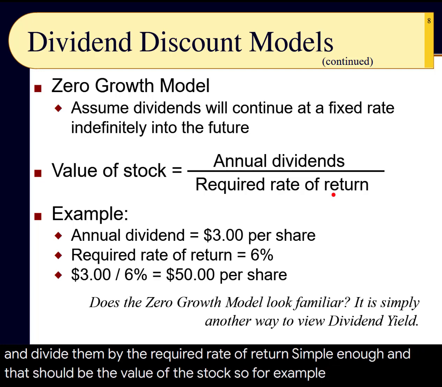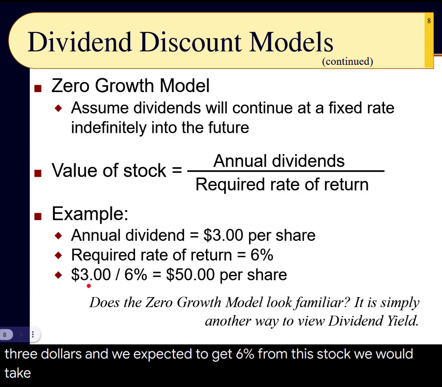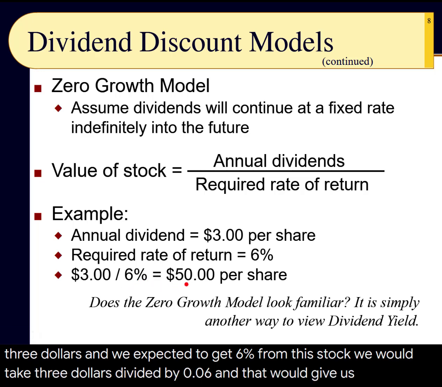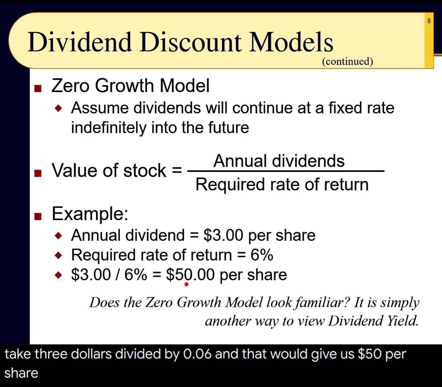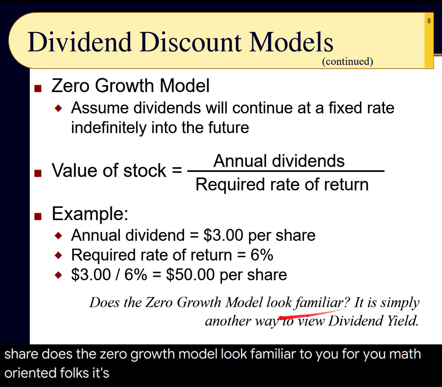So, for example, if the stock were paying $3 and we expected to get 6% from this stock, we would take $3 divided by 0.06, and that would give us $50 per share. Does the zero growth model look familiar to you? For you math-oriented folks, it's simply another way to view the dividend yield.